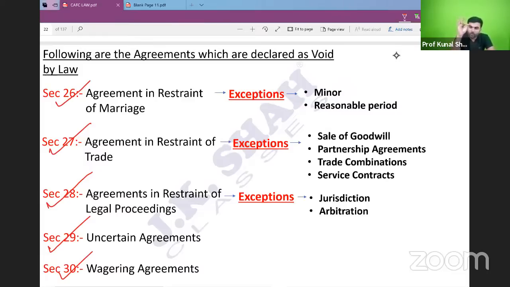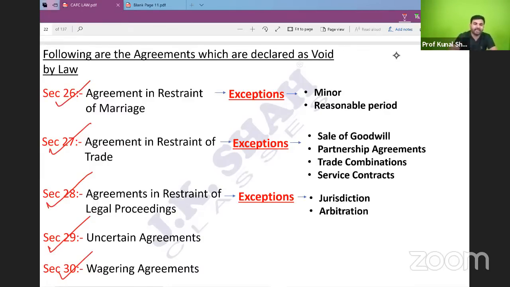So one last time. Whenever you want to form a valid contract, then inside that valid contract, there is an agreement. That agreement should not be declared as void by law. If that agreement is declared as void by law, sorry to say, there won't be a contract. And if there is no contract, there cannot be a question of valid contract itself. Sir, which are the agreements which are declared as void by law?